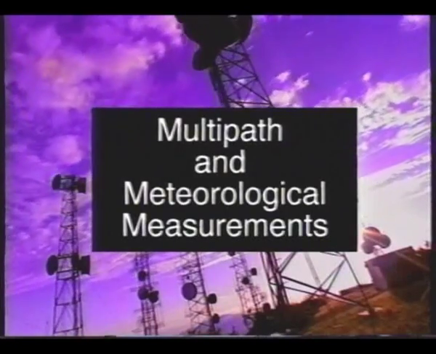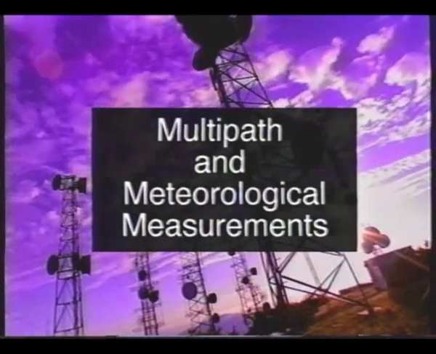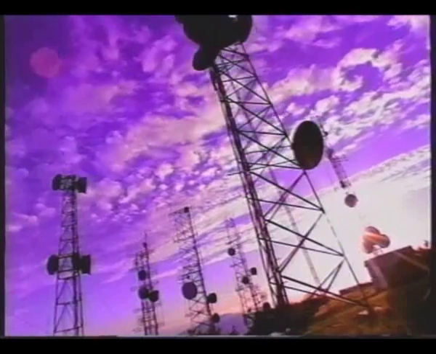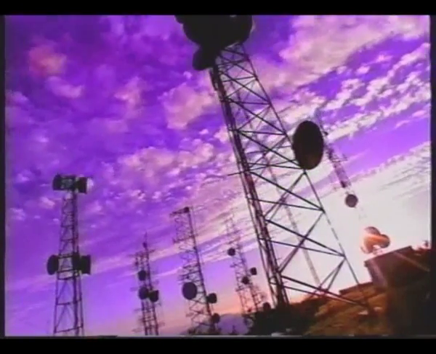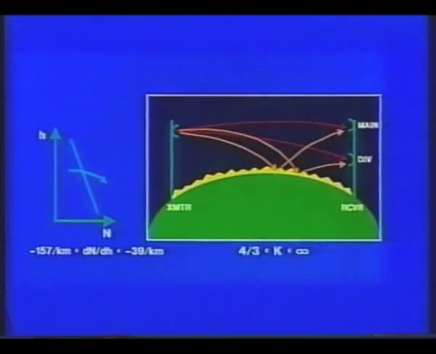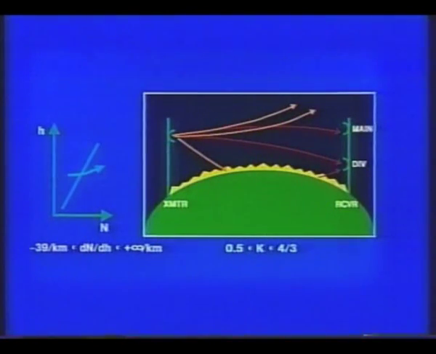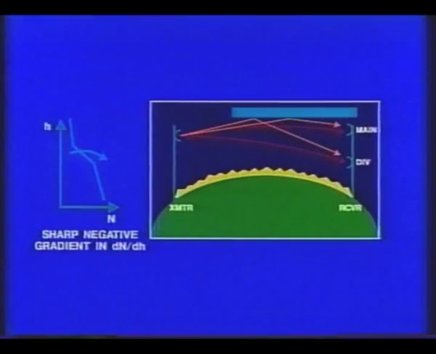The purpose of the multipath and meteorological measurements experiment is to study the effects of multipath fading on digital systems, as well as evaluate various multipath countermeasure techniques and equipment. It is also intended to give the microwave system engineer a better understanding of the relationship between meteorological conditions and the clear air fading phenomenon.